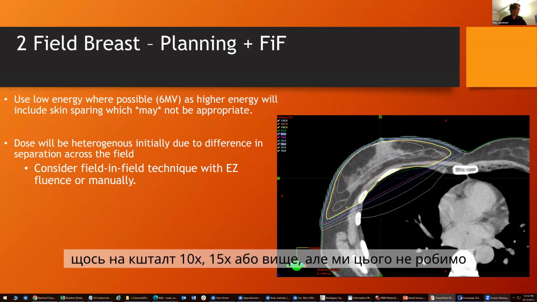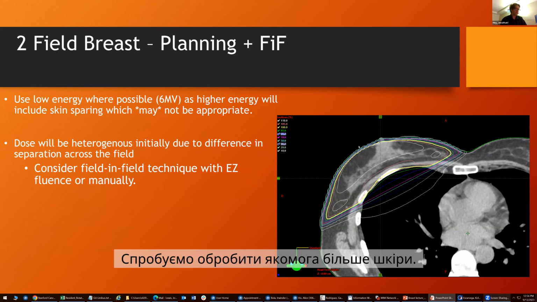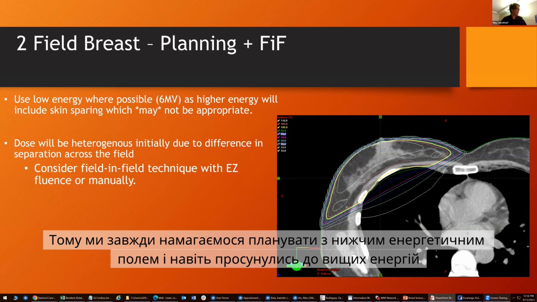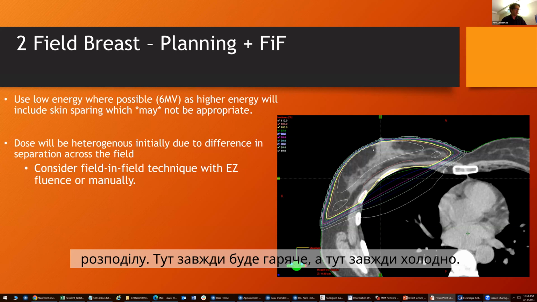But unless otherwise directed by the physician, we tend to try to treat as much of the skin as we can. We don't want to introduce that skin sparing unless it's appropriate to do that. So we always try to plan with that lower energy field. And even as we advance to higher energies, our hotspots will get better, but we won't be really solving the problem of that distribution. It will always be hot here, and it'll always be cold here.